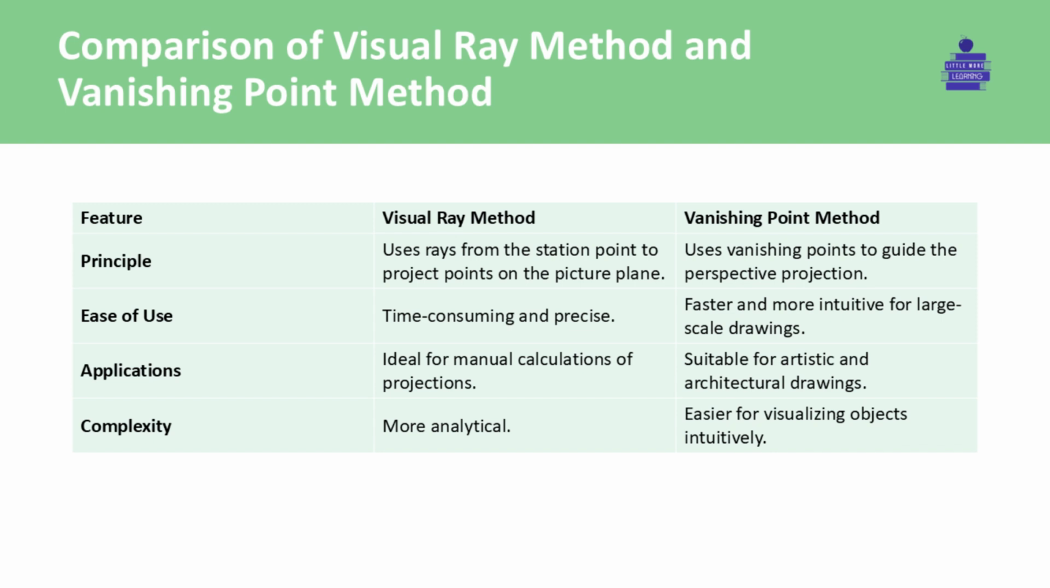The visual ray method, akin to surveyor's equipment, is more analytical and precise, suitable for exact projections and teaching perspectives mathematical principles. These methods complement each other. The visual ray method provides the theory, while the vanishing point method offers practical application, essential for a complete understanding of perspective drawing.